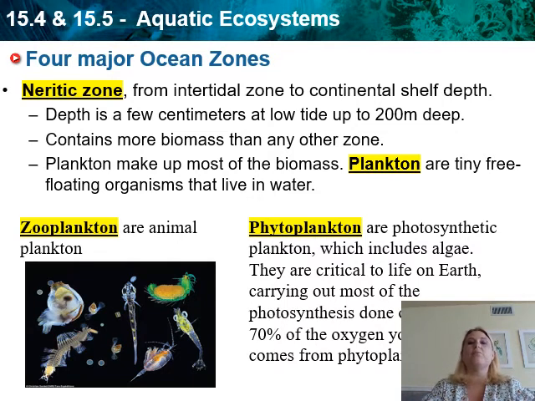And plankton make up most of the biomass in this area because there's a lot of light that hits this area. Plankton are tiny, free-floating organisms that live in the water. And then you have zooplankton, zoo for animal because they're the animal-like plankton. And then you have the phytoplankton, phyto again for light because phytoplankton are photosynthetic. Okay, so they're algae, right? They have to take in sunlight to get their energy, and they're absolutely critical to life on Earth. They actually carry out most of the photosynthesis done on the planet. 70% of the oxygen you breathe comes from phytoplankton.